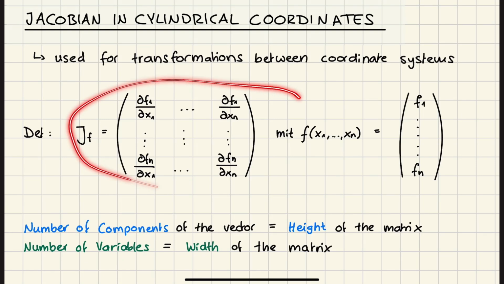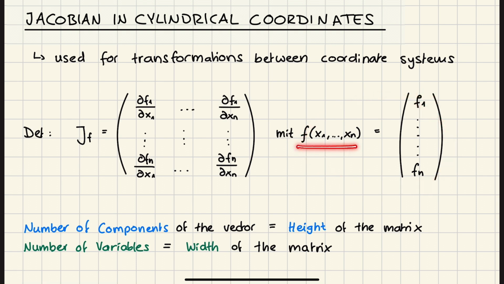In this video, I'm going to show you how to calculate the Jacobian matrix in cylindrical coordinates. The Jacobian matrix, here denoted as JF for Jacobian of the function f, is defined in such a way that it contains all possible partial derivatives of a vector-valued function. What that means is the following.